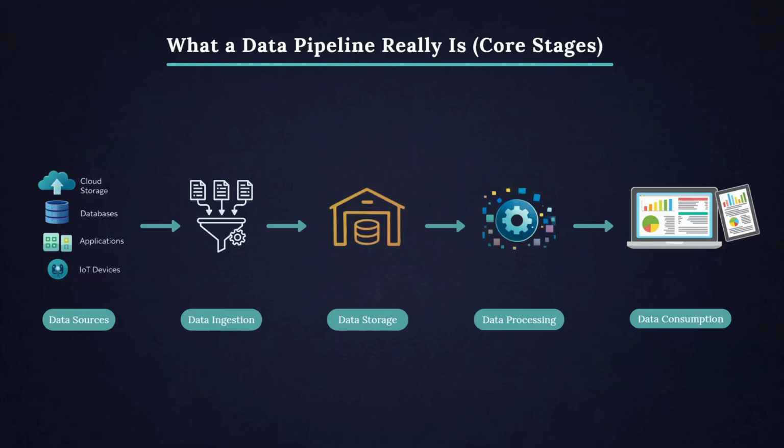You may also hear the terms like ETL and ELT. These simply describe when the data transformation happens, like before loading the data or after loading the data into the data storage layer. Don't worry, we will deep dive into that in a later video. So almost every data pipeline you will encounter follows the same flow from left to right, and once you understand these stages, the tools and technologies start to make much more sense.